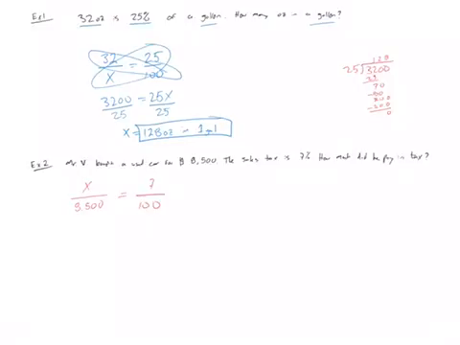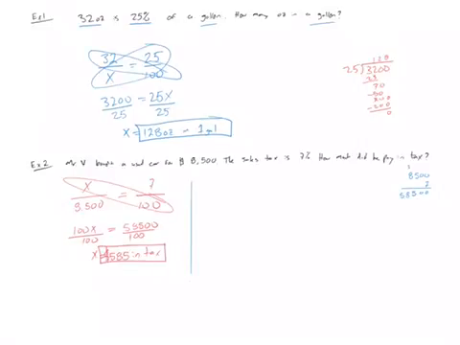If we cross multiply, you get 100x is equal to 8,500 times 7. Divide by 100. So x is going to equal $595 in tax.